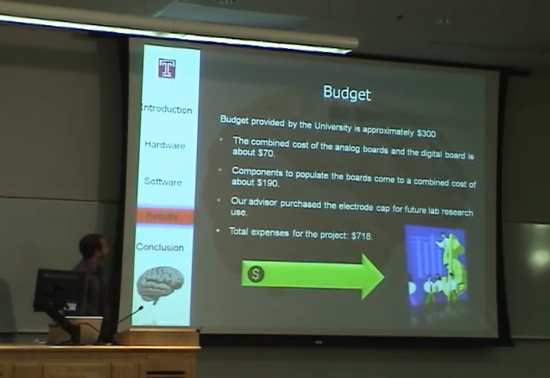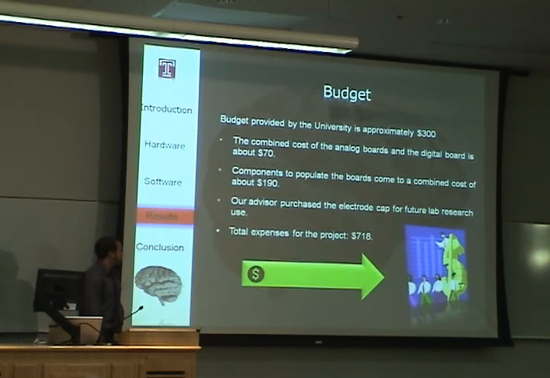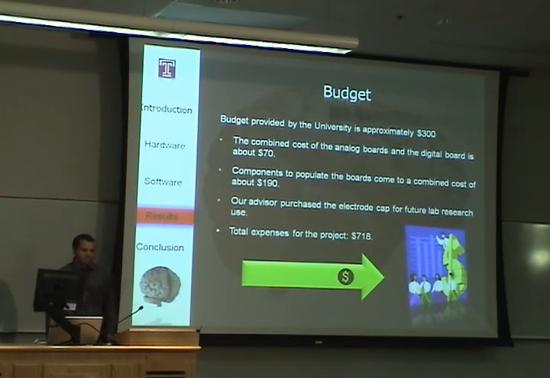Our budget in the university was $300. The analog musical boards that Drew just talked about came to about $70, and the converter to populate them came to $190. The prefabricated electrode cap was purchased by our advisor for future lab research, and the total cost came to about $720. There were a couple of things that we needed along the way, like the metal box and the supplies, and we paid for that out of our pocket.